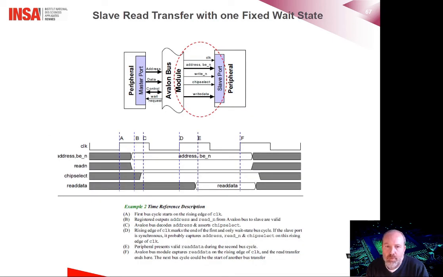The example 2 shows a slave read transfer with one wait state. The Avalon Bus module presents address, byte enable, read N, chip select during the first bus cycle. Because of the wait state, the peripheral does not have to present read data within the first bus cycle. The first bus cycle is the first and only wait state. The slave port may capture address and control signals at any time. During the second bus cycle, here, the target peripheral presents its read data to the Avalon Bus. And on the third and final rising clock edge, the Avalon Bus module captures the read data from the slave port and completes the transfer.